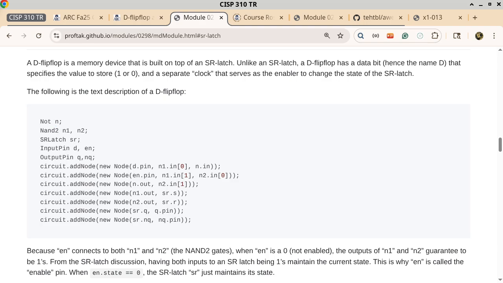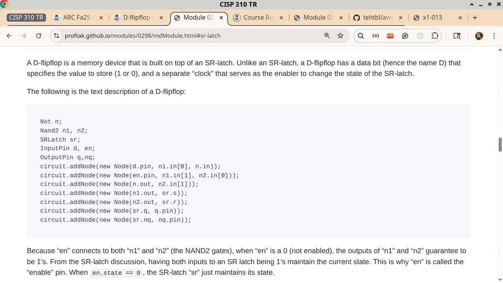And then we have NAND2. N1 is a NAND2. N2 is also a NAND2, which means it's a 2-input NAND gate. SR is an SR latch. So I'm using the SR latch itself as a class, which is equivalent to using the SR latch as a sub-circuit in Logisim. D and EN are both input pins. Q and NQ are both output pins.